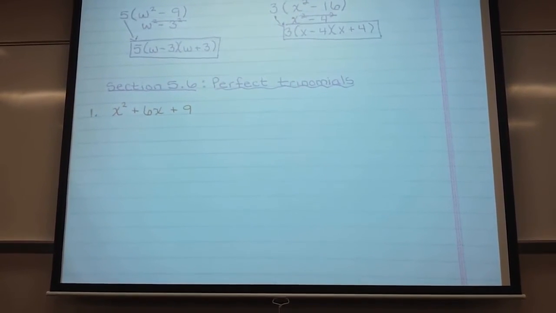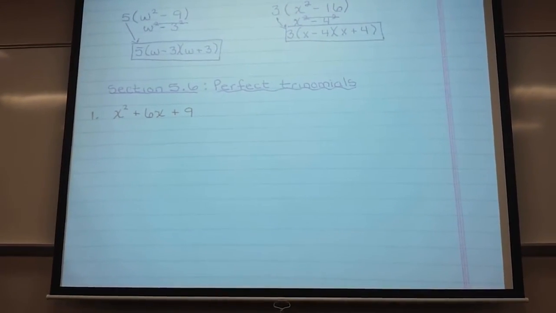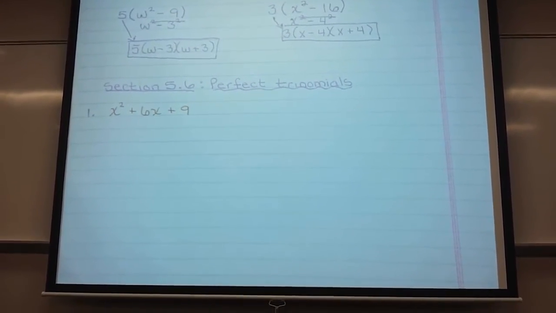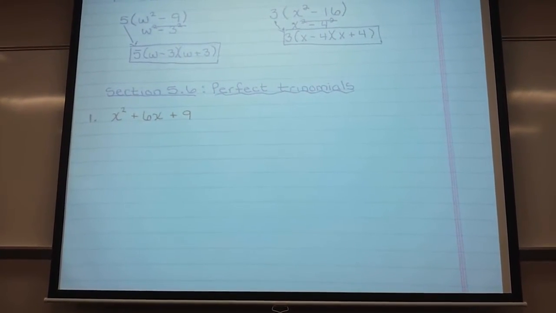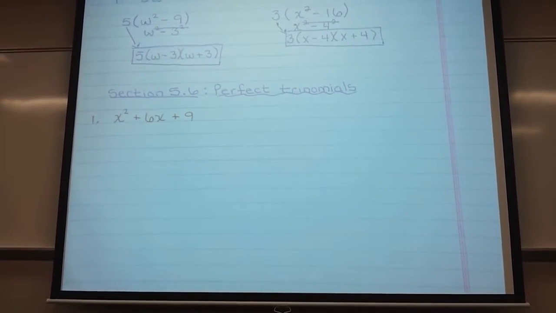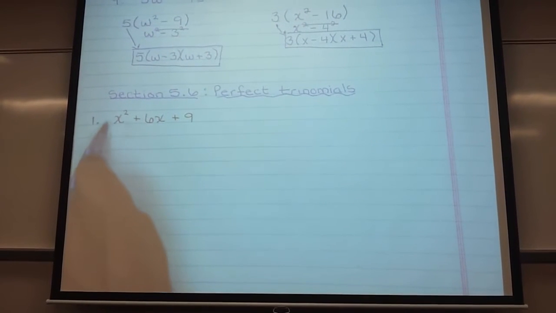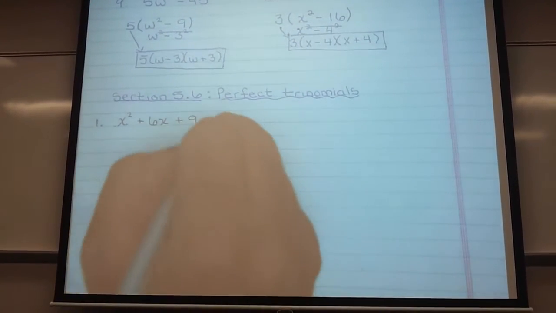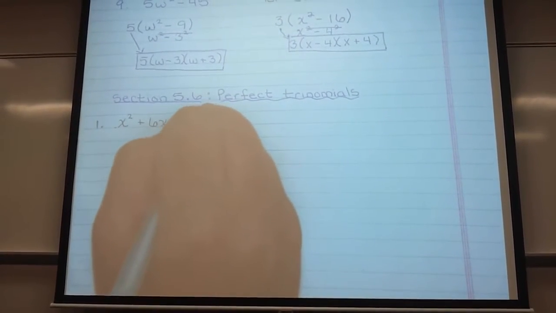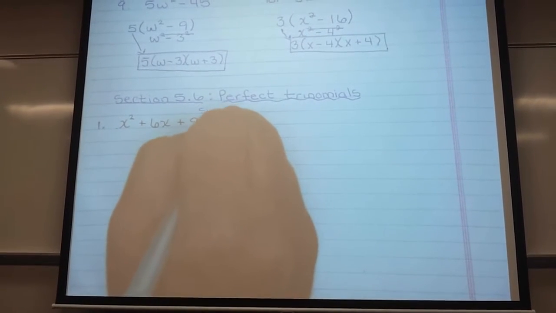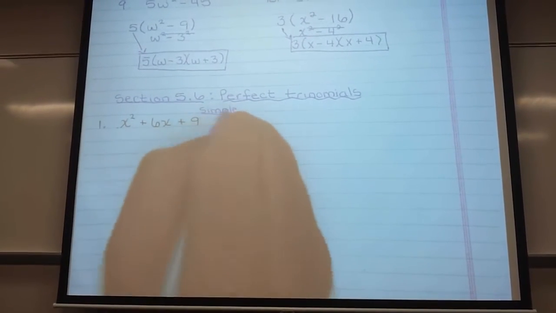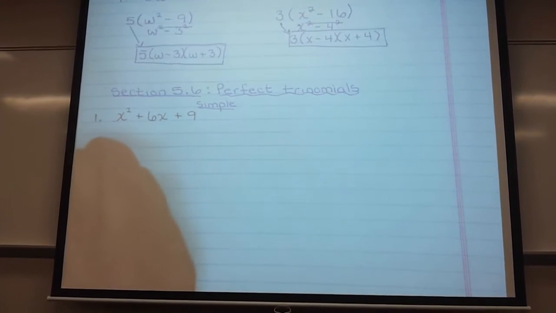Do we have a GCF in that? Not in all of them. It has to be in every single term. So I don't have anything in common. There are 3 terms, and there's a 1 technically in front of this x squared. So I know this is simple factoring. Go ahead, see if you can factor it.